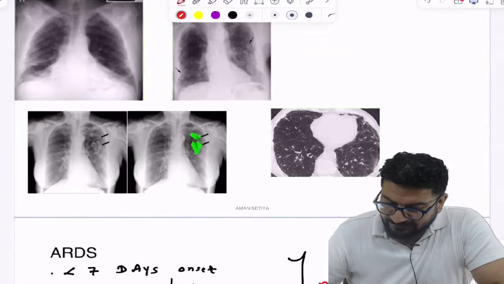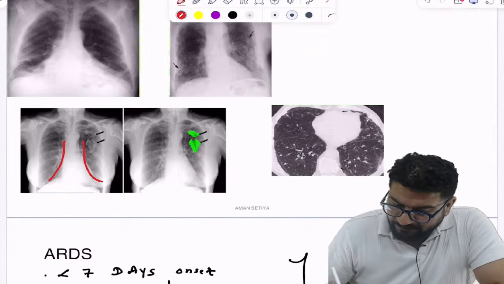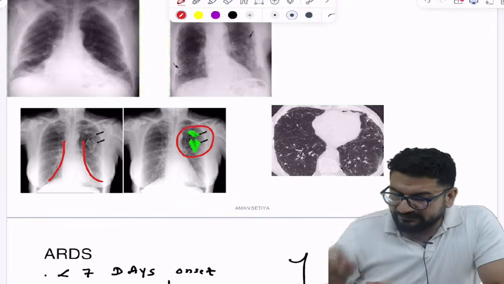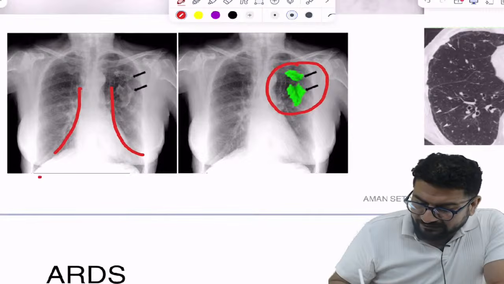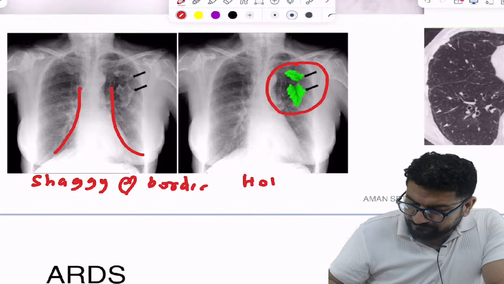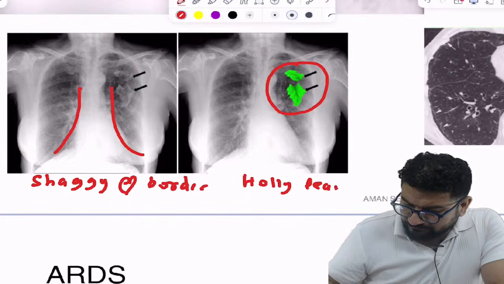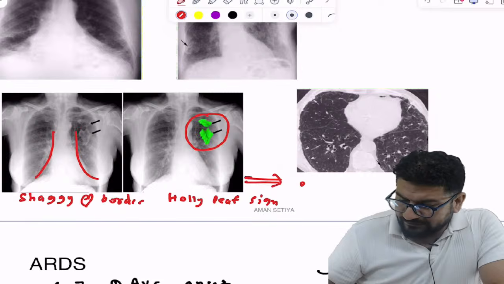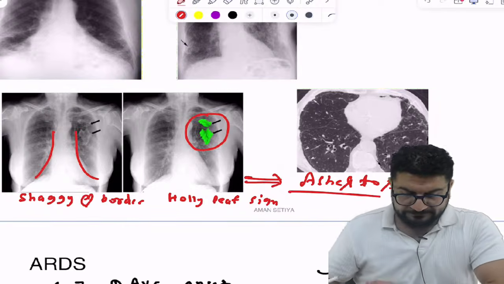This is, you can see, shaggy heart border, and this is like you can see like leaf-like pattern, holly leaf sign. तो उसको बोलते हैं shaggy heart border. Shaggy heart border, holly leaf sign. So these are findings which we see in asbestosis. Done.